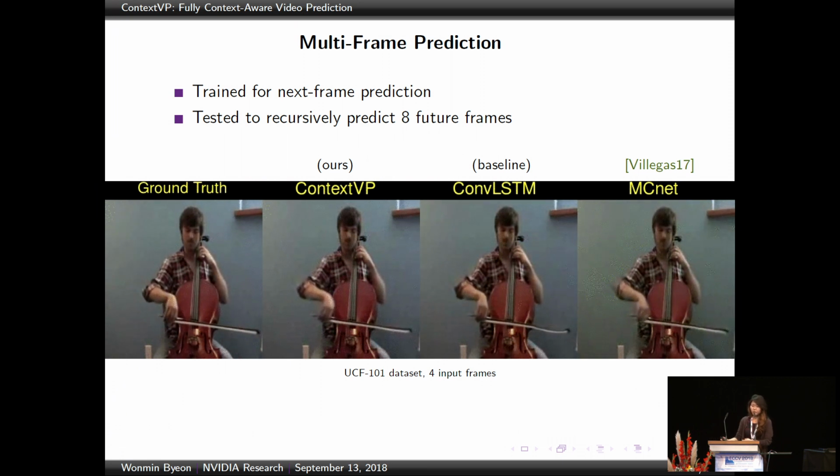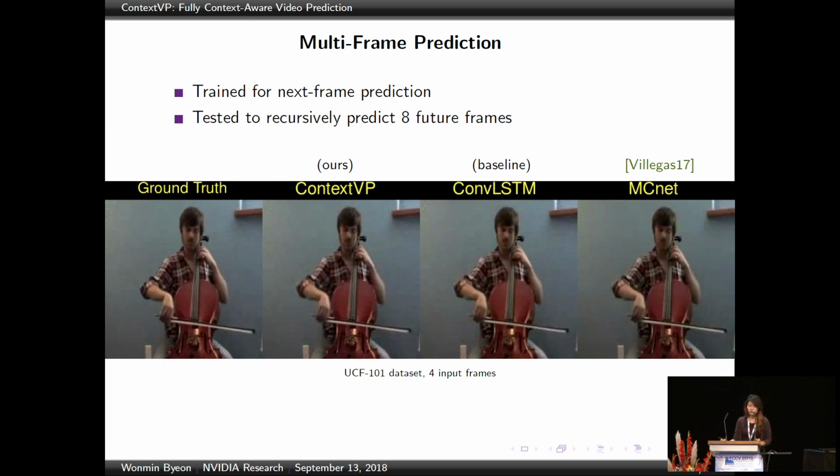Next is the multi-frame prediction on the UCF11 dataset. It uses 4 input frames. Those input frames are used in the whole dataset, just to be consistent with other comparisons, so I just use the same as other approaches. This is trained for next step prediction, and then tested to recursively predict 8 future frames.